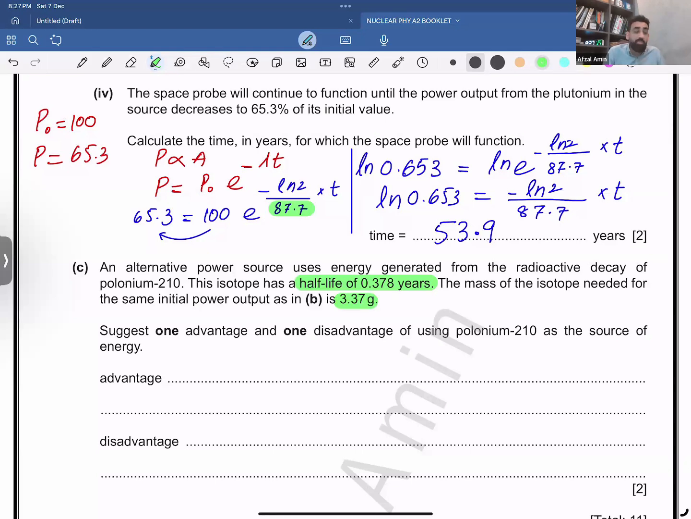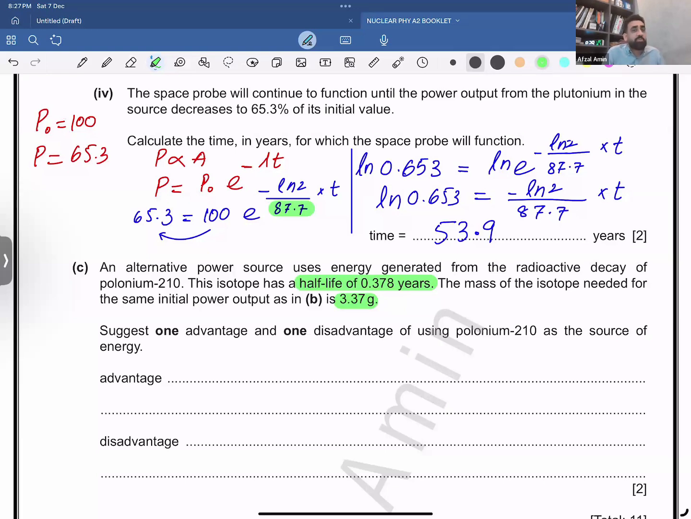So previously we needed almost 800 grams for the space probe, right? But the half-life was long. This one, half-life is short, but the mass needed is just 3.37 grams. Yes, very little mass is needed. But the half-life is very short, which means it will decay fast, so it will not continue for a long time.